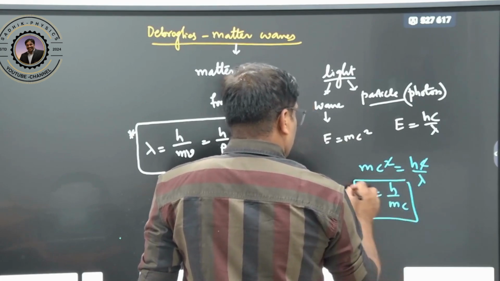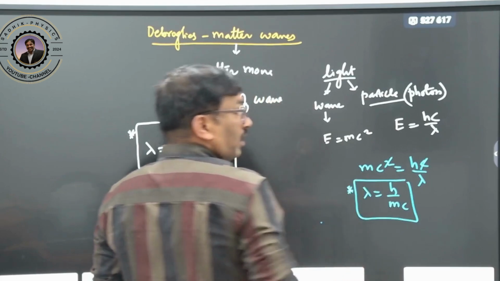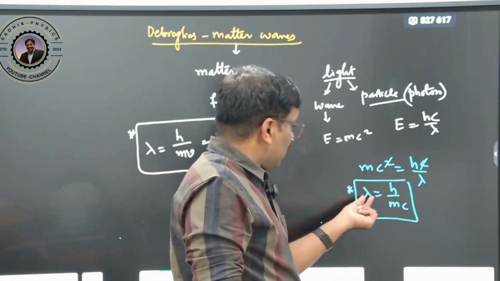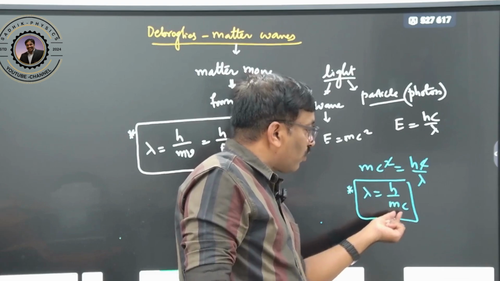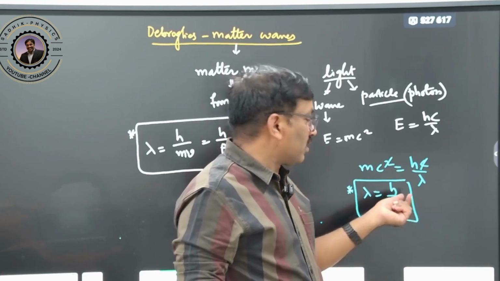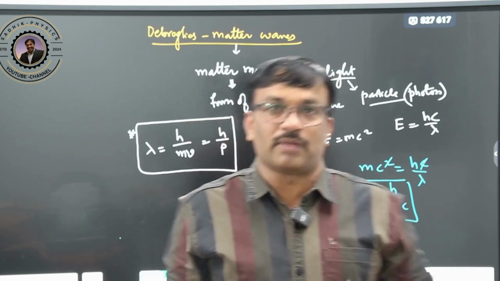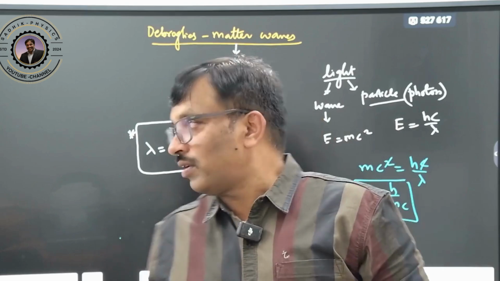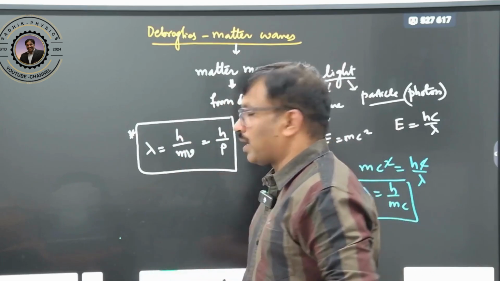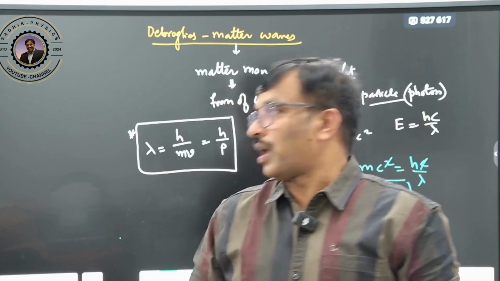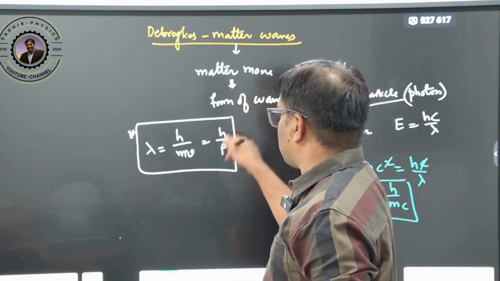Therefore, here the wavelength of the light photon is given as h by mass of the photon into velocity, since the photon travels with the speed of light. Mass into velocity is nothing but momentum. So the de Broglie wavelength is defined as h by mv, which is h by p.